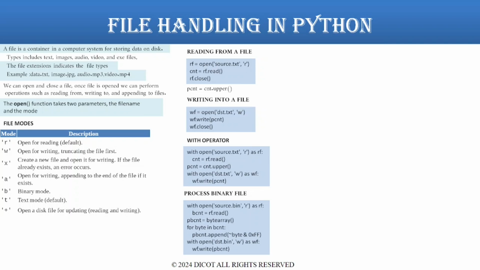As you can see, while processing both the text file and the binary file, with respect to file operations, only the file name has changed and everything remains the same.